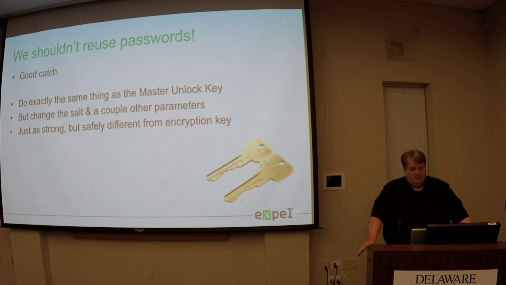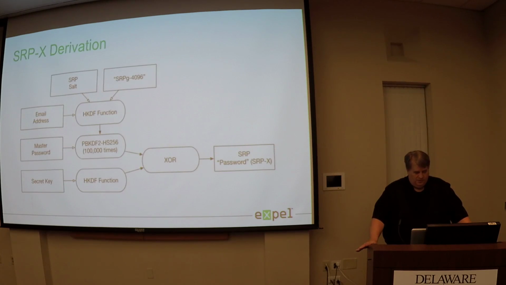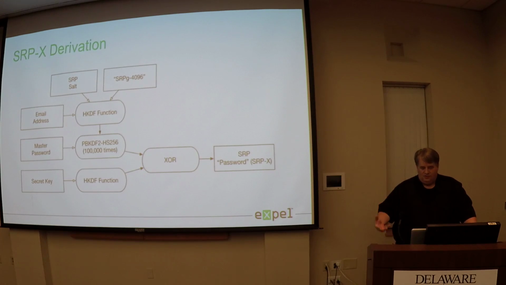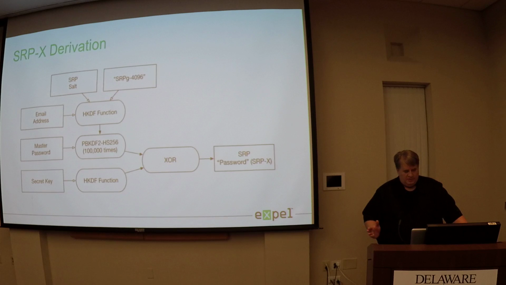So what they do is they take the same process, the two-secret key derivation. They change the salt, they change a couple of other parameters, and use that to generate the password. So this is sort of the replacement for your password that then gets turned into a verifier and sent up. But it's exactly the same as what they use for the master key, only they have a different salt, and they change the algorithm name to SRPg-4096.